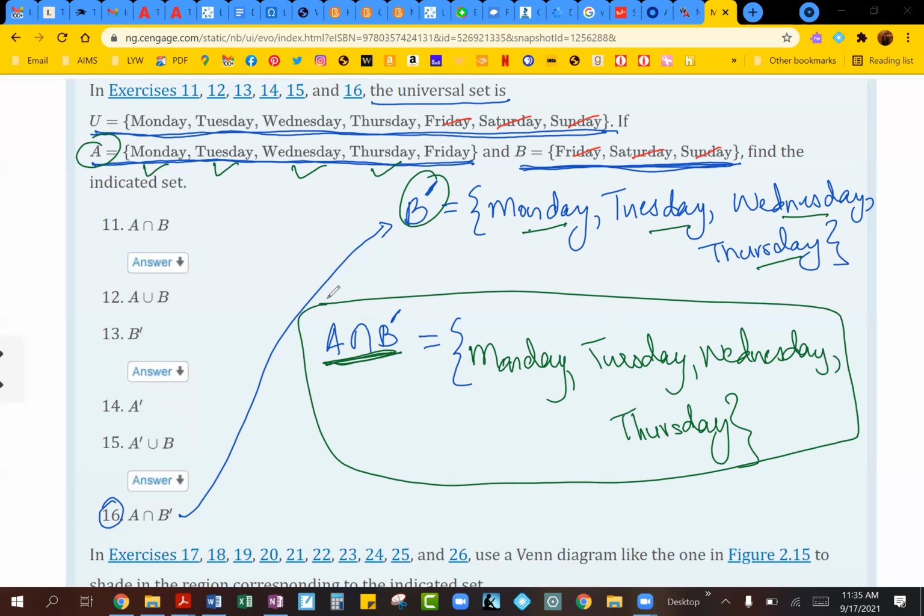Like I showed you, you kind of have to do this step by step. First, define what your B prime is going to be, and then come up with the intersection for your sets.